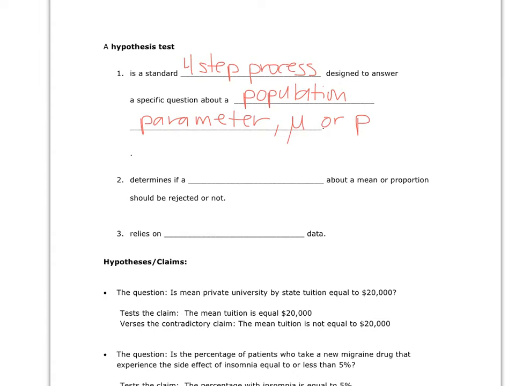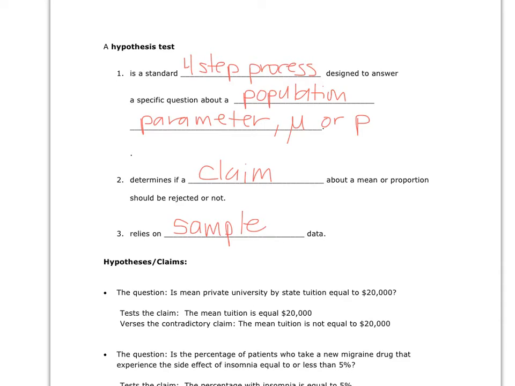Secondly, it determines whether a claim about a mean or proportion should be rejected or not rejected. We're going to put the hypothesis test in terms of two different claims, or two different hypotheses. The process that we go through is going to end with either rejecting a claim or not rejecting a claim. And hypothesis tests rely on sample data, just like confidence intervals did.